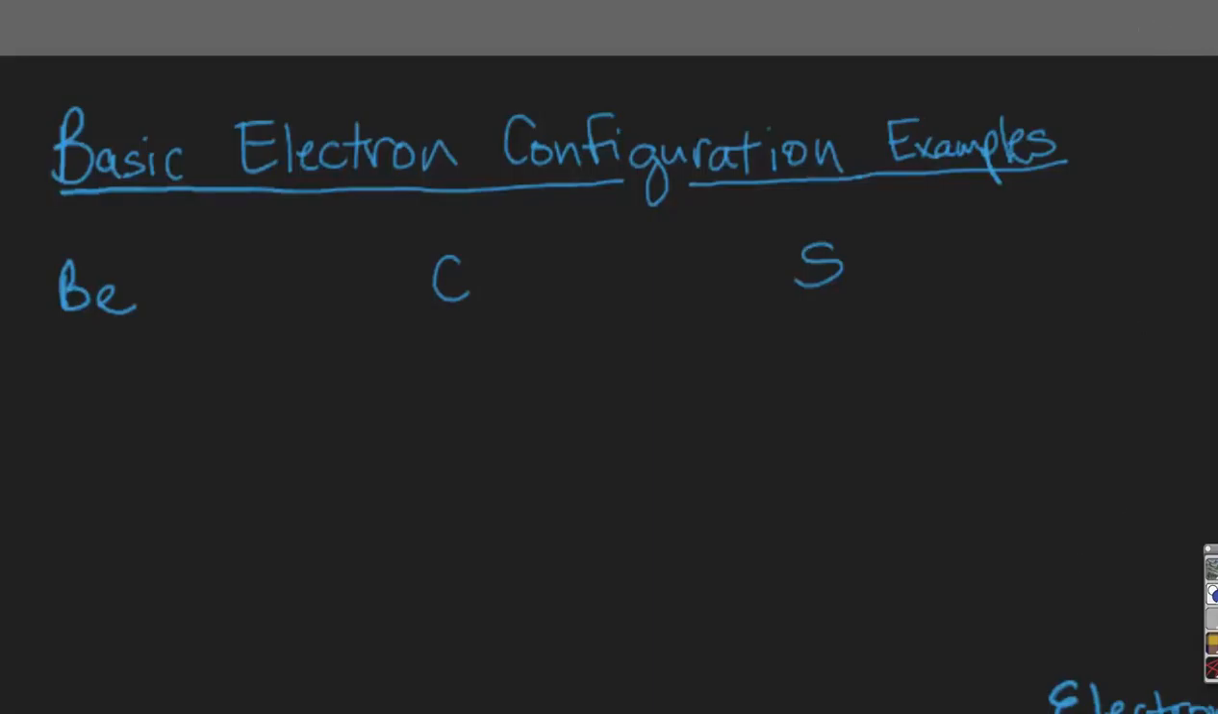Today we're going to talk about electron configurations and see it in action by doing a few basic examples. Let's look at beryllium. Beryllium on the periodic table is right there.